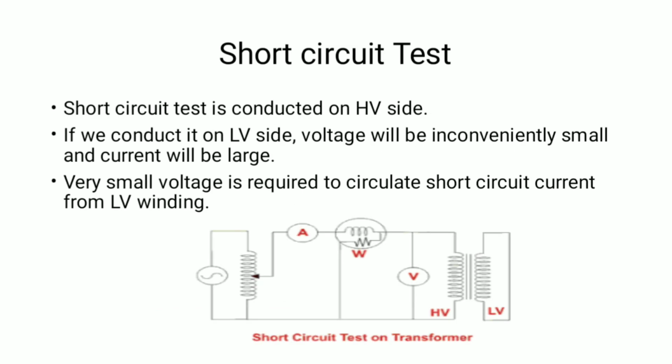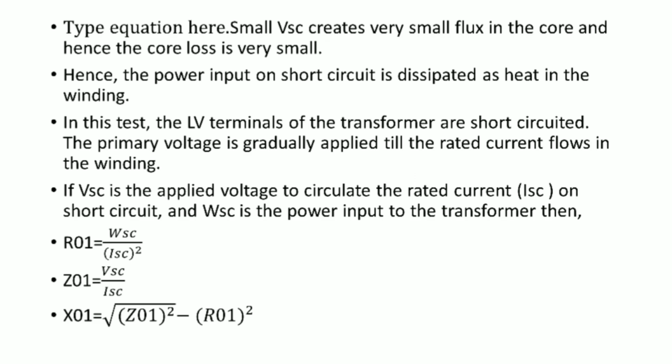Now next test is the short circuit test. Now short circuit test is always conducted on the HV side. Now if we conduct this test on the LV side, voltage will be inconveniently small and current will be large. So it is recommended to conduct the short circuit test on the HV side. So very small voltage is required to circulate the rated current from the LV winding. So very small voltage VSC is required to circulate the short circuit current.